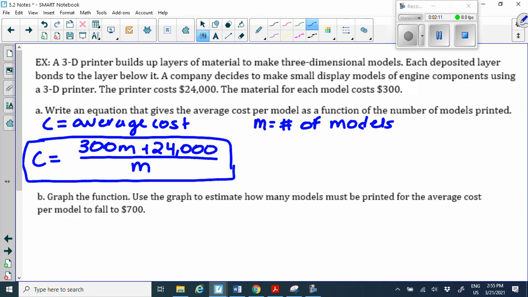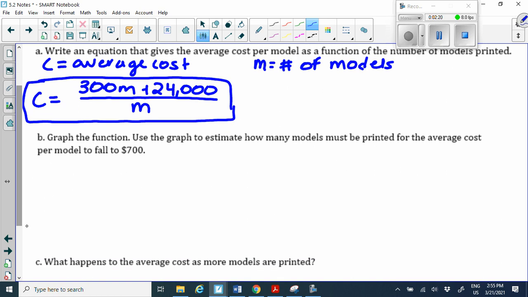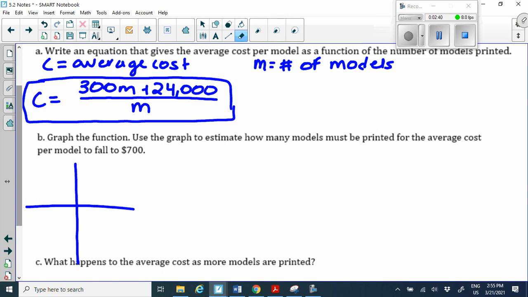Okay, now our next thing is we're going to graph the function and use the graph to estimate how many models must be printed for the average cost per model to fall to 700. So we're going to do more of a sketch here. If you think about it, this is a rational function. So we're going to talk about our vertical and horizontal asymptotes. So let's first talk about how do we figure out the vertical asymptote. Well, we set what's in the denominator equal to 0. So that's going to be N equals 0. And so that's our vertical asymptote.